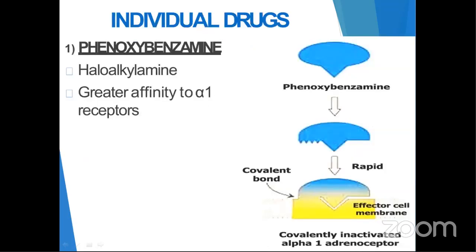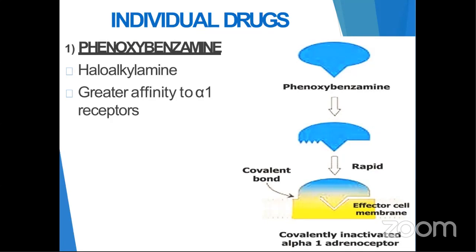Now we come to individual drugs. The first drug is phenoxybenzamine. That can come as a short note to you: write a short note on phenoxybenzamine. It's a haloalkylamine, that is the general chemistry of this particular drug. It has great affinity to the alpha-1 receptor, but as I've told you, it's a non-selective alpha blocker. It means that it blocks both alpha-1 as well as alpha-2, but it has more affinity to the alpha-1 receptor. Also, it's a non-reversible alpha blocker.